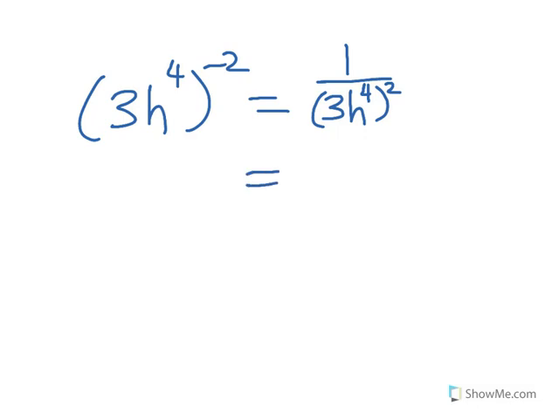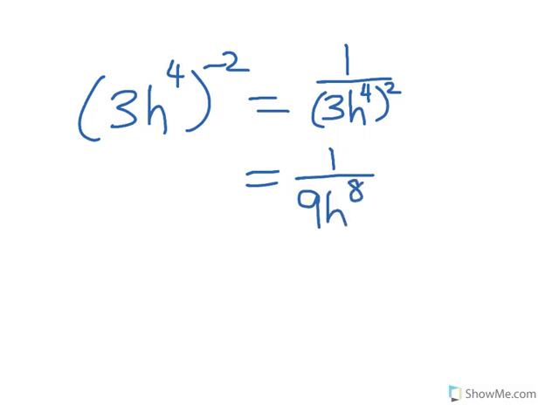From there, I'm quite comfortable applying the square exponent to each of the factors inside the parentheses. 3 squared is 9. H to the 4th squared requires us to apply the other property, the power of a power. We should multiply the exponents. 4 times 2 is 8, so we have 1 over 9h to the 8th.